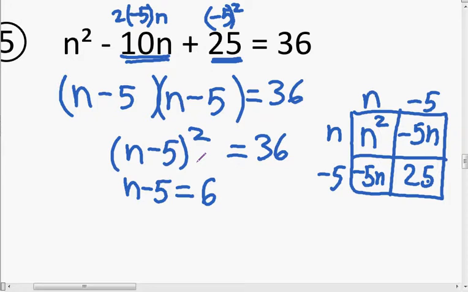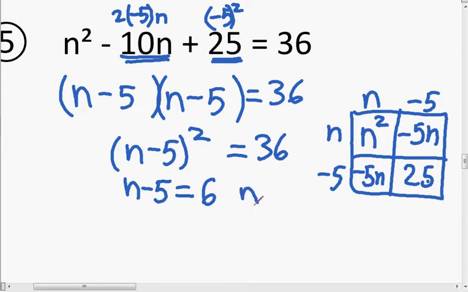But I have to remember, negative 6 would work too. If I square negative 6, I put parentheses in my calculator, negative 6, close the parentheses, and then I square it. The calculator will multiply negative 6 times negative 6. I get a positive 36.